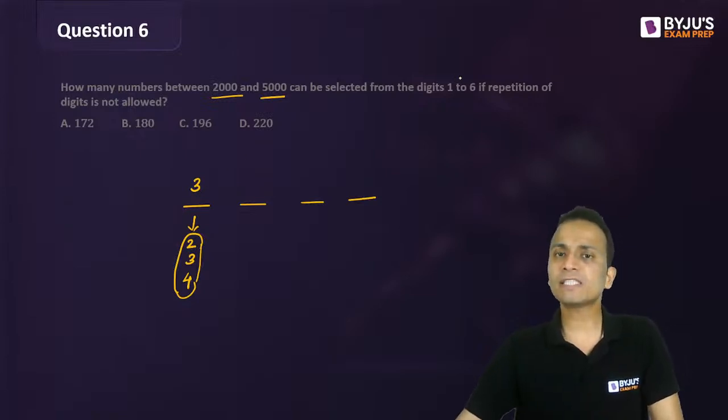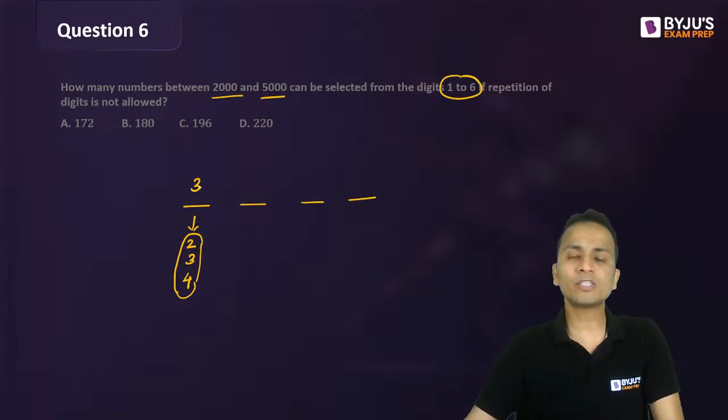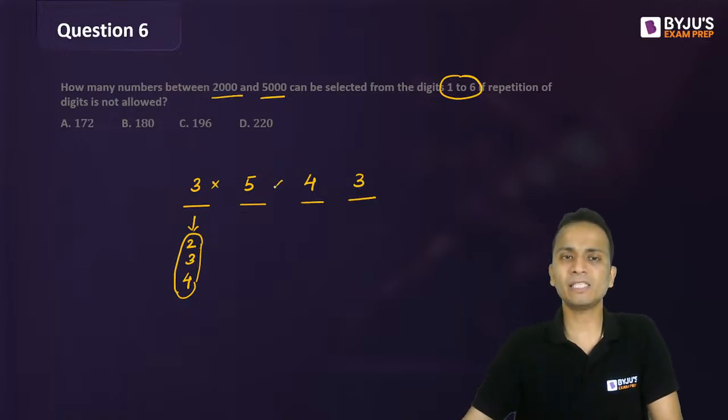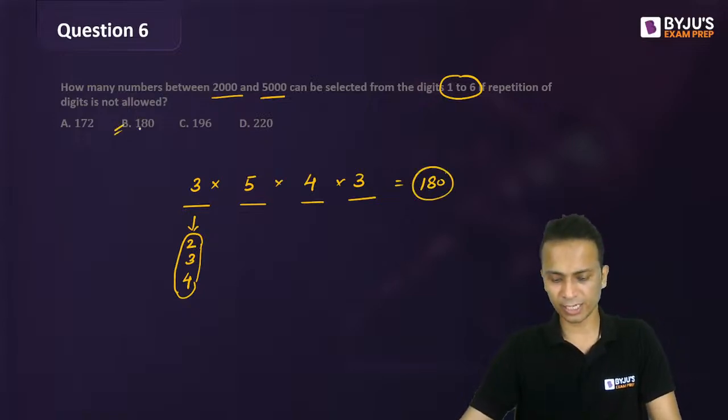Done. Now out of the 6 digits, if one of the digits will be used at the leftmost place, then for the next place, the remaining 5 options will be left because the repetition is not allowed. Now I have used 2 digits. So out of the 6 digits, 2 digits are used. The remaining number of digits for this place will be 4. And in the similar manner, the number of ways in which the rightmost place can be filled will be 3. Now you can multiply these numbers and get your answer. So 3 into 5, 15 into 4, 60 into 3, 180. So 180, that is option B is the correct answer.